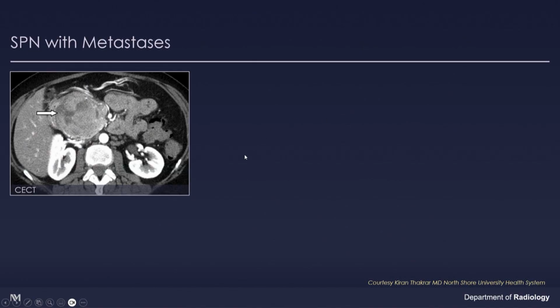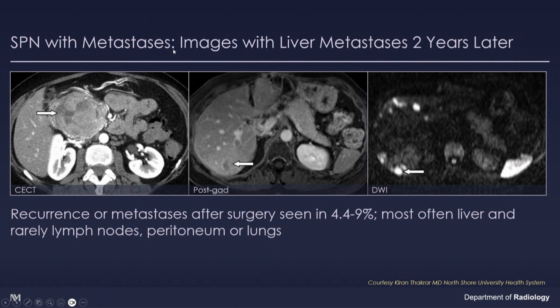This is something I learned from, because I always thought, oh, you have a solid pseudopapillary neoplasm, they're locally aggressive, you don't have to worry about them so much. But here's a CT scan. This was lent to me by one of my former residents, Dr. Thacker. But it nicely illustrates the person had resection of the pancreatic head mass, and then 2 years later, unfortunately, developed liver metastases. Metastases can be seen in 4.4 to 9%, most often in the liver, rarely lymph nodes, peritoneum, or lung. And I've seen it several times since then.